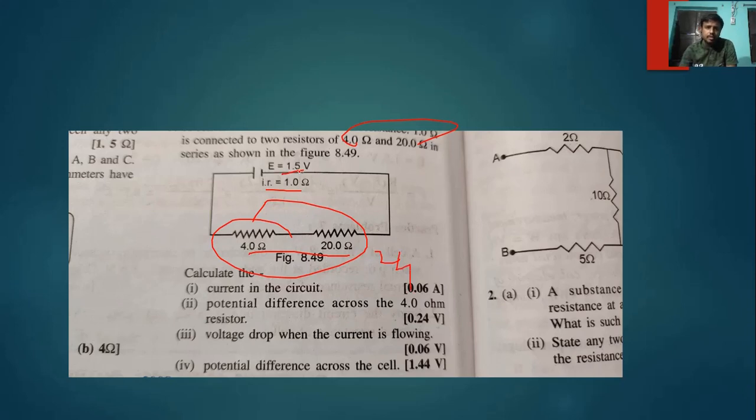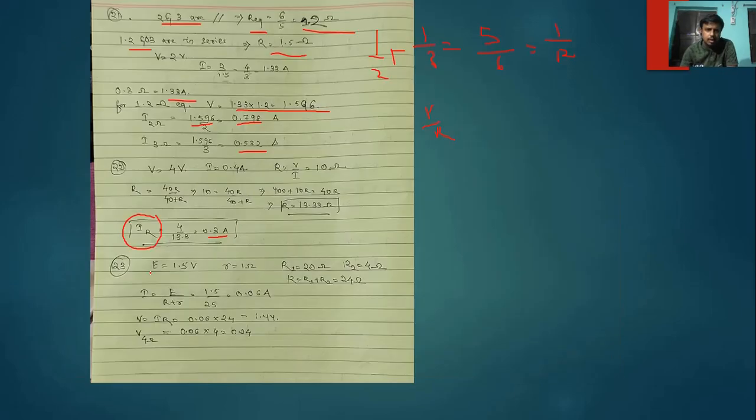So here 1.5 volt is given. So we have to find the current, I is equal to E by R plus r. So that would be 1.5 by 24 plus 1, 25. Okay, 1.5 by 25, that would be 0.06 ampere. Then you have to find the potential difference. Potential difference is equal to 0.06 into 24, that is equal to 1.44 volt. And V through 4 ohm is equal to 0.06 into 4, that is 0.24 volt.